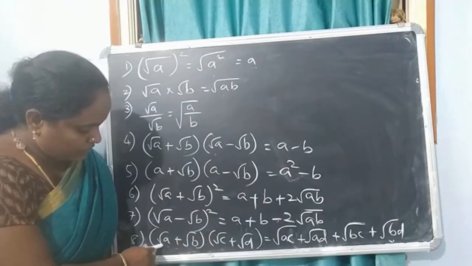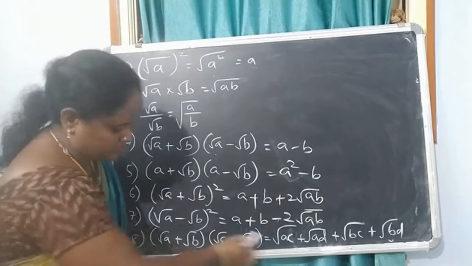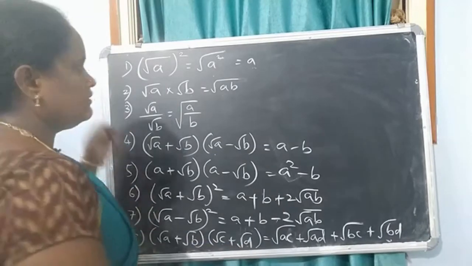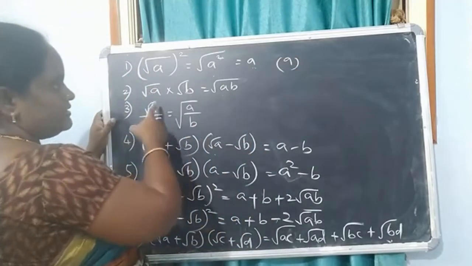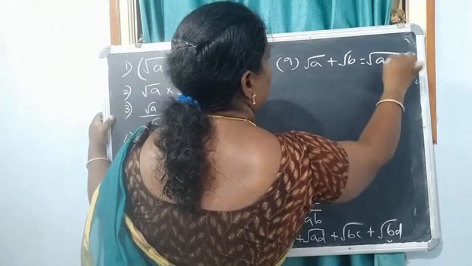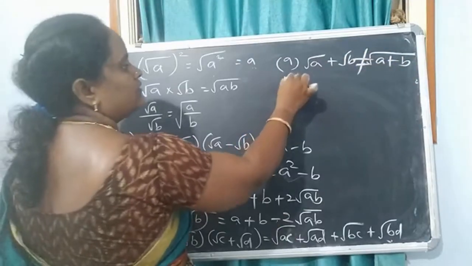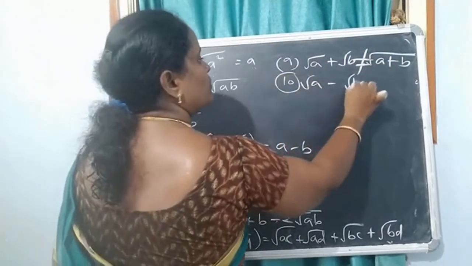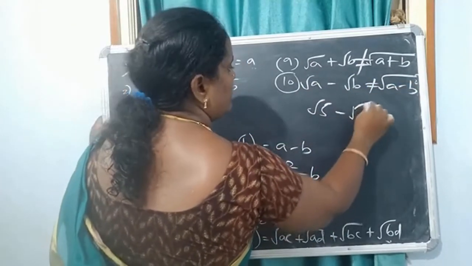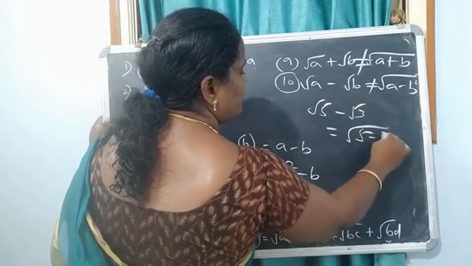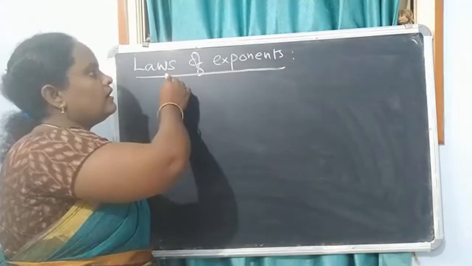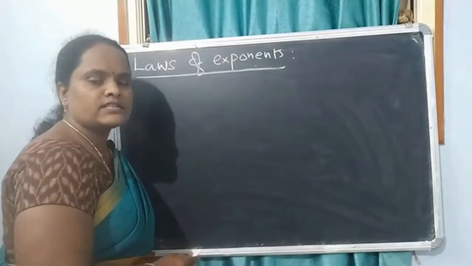Root a plus root b into root c plus root d is root ac plus root ad plus root bc plus root bd. And the ninth one, like this, multiplication and division is there. If we take plus, root a plus root b is not equal to root of a plus b, not equal. If we take root a minus root b, that is not equal to root of a minus b. It means you should not take, for example, root 5 minus root 3 equal to root 2. Wrong.